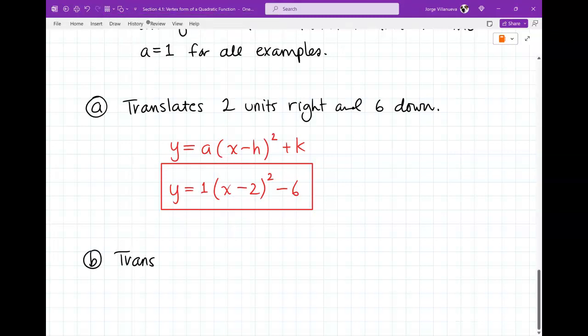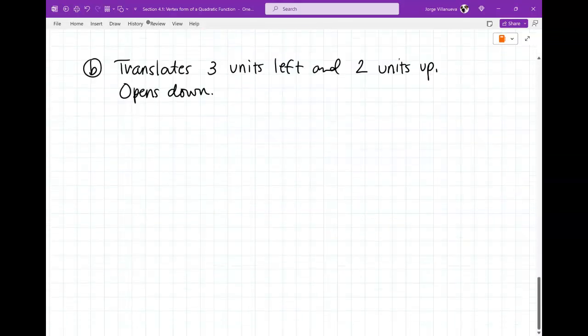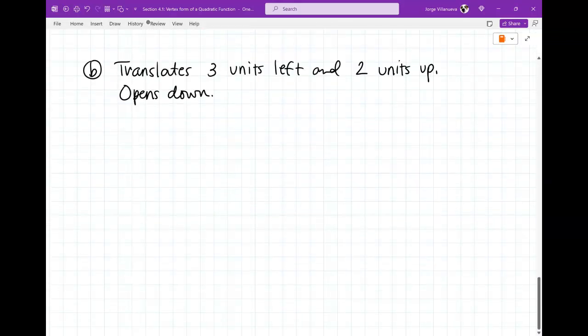So it translates 3 units left and 2 units up. It opens down. So it translates 3 units to the left, 2 units up, and it opens down.